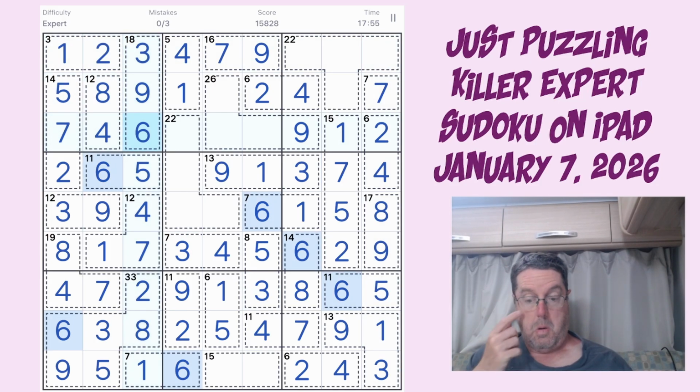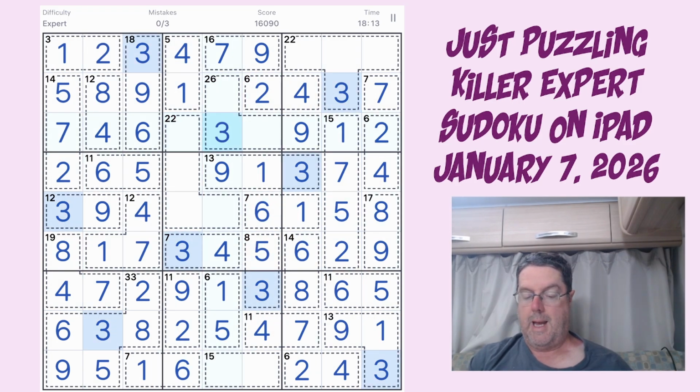Okay, so 1, 2, 3. So 3 can be there or there. But 3 can't be here, so that's a 3. Meaning 3 can't be here, can't be here, and can't be here, so that's a 3 there. That's 12, so that's going to be 8 and 6. 8 can't be there, so this is an 8, leaving this to be the 6.